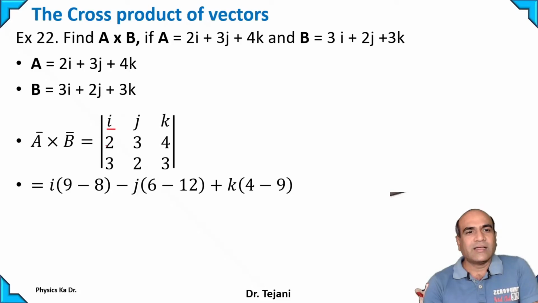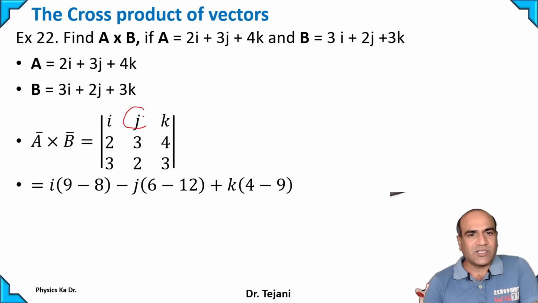I. So i is here. Hide this row and column. 3 multiplied by 3 becomes 9, minus 4 multiplied by 2 becomes 8.